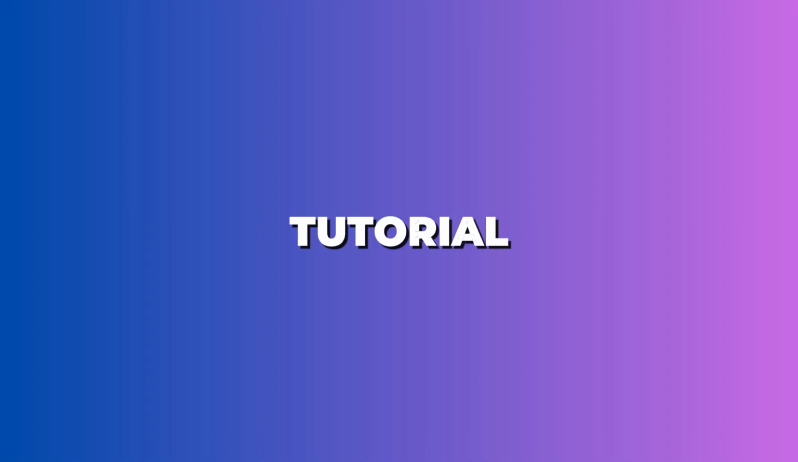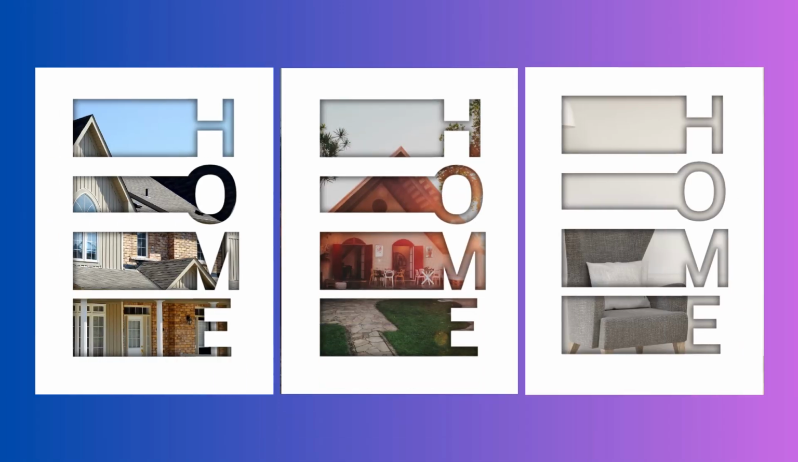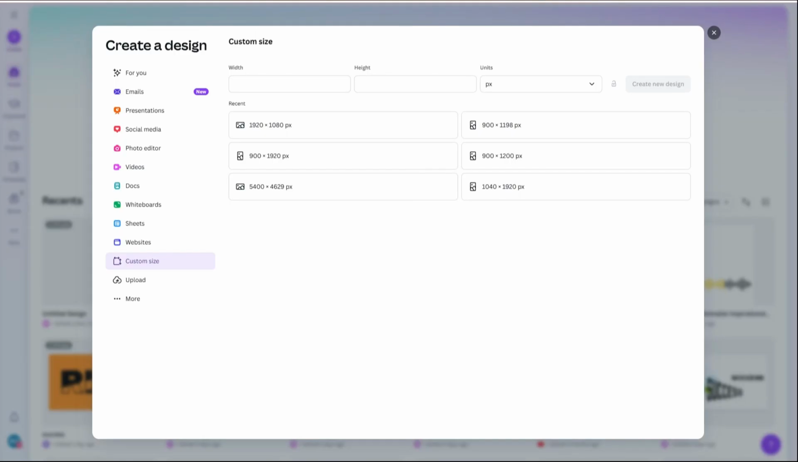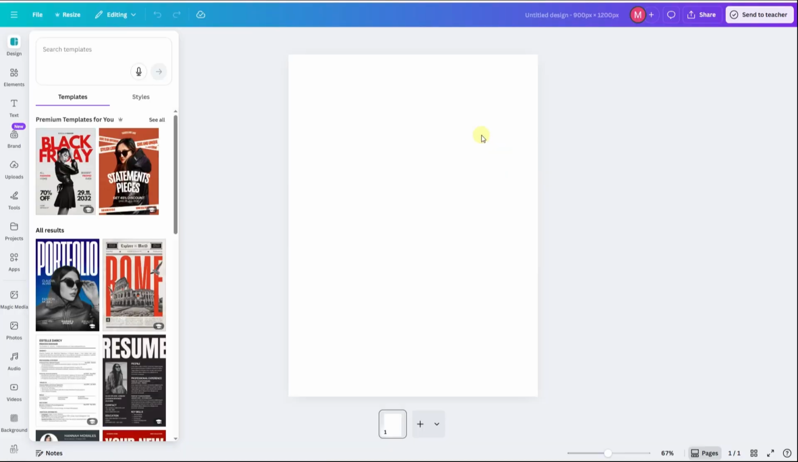In today's tutorial, I'm showing you how to create stunning, eye-catching, and professional text designs in Canva. Let's get started. First, open Canva and start a new project. I'm choosing the resolution 900 by 1200, but you can use any size depending on your design.